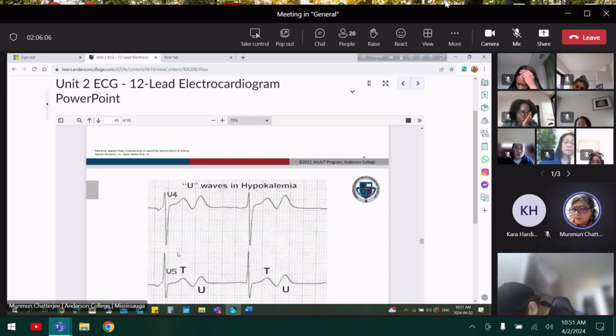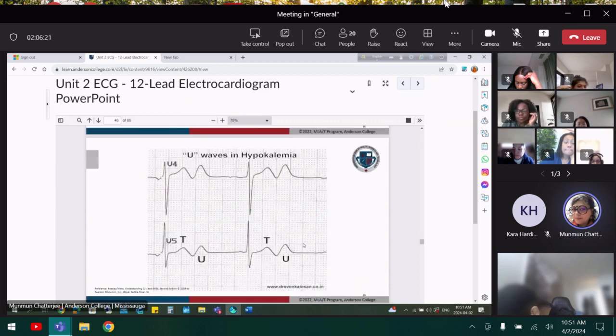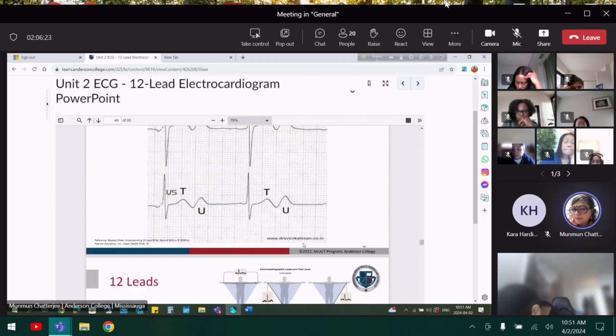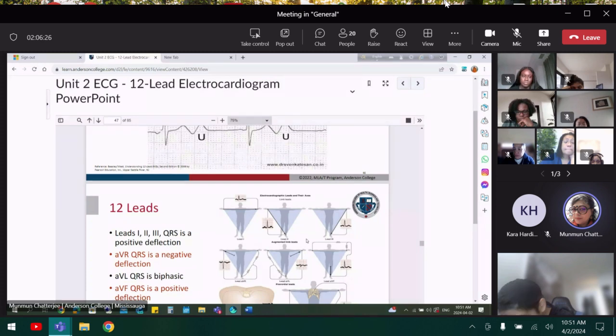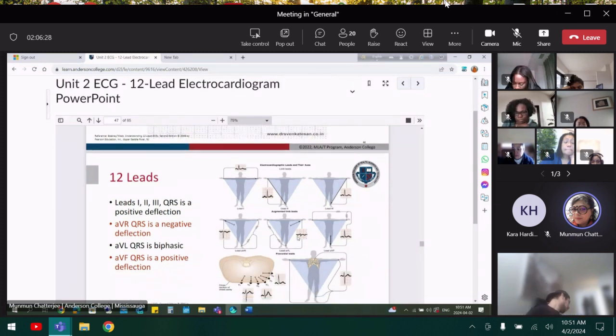So this is the V4 and V5 lead. So you can see the hypokalemia. Generally, these waves don't present in the normal ECG. But when these waves appear in the ECG, doctors can immediately understand there is low potassium in the blood, and the blood report is also going to say so, and then they have to monitor the potassium therapy.